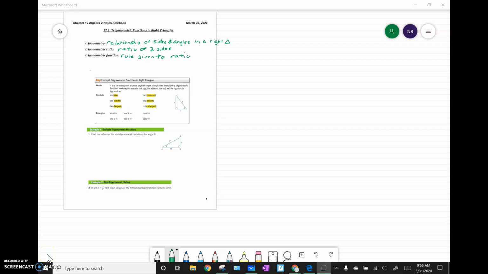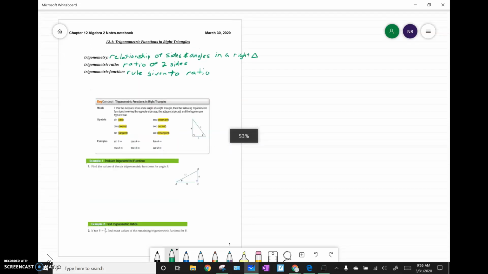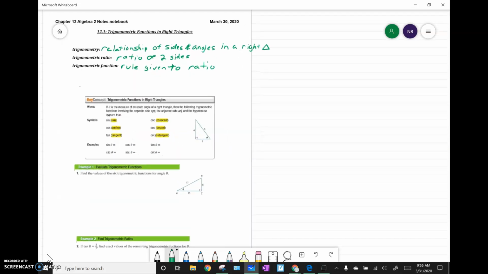All right, we're going to start off chapter 12 with using some trigonometry to find certain sides of our right triangles. Now, the sides that you look for are really going to depend on what angle we're looking at. So your opposite and your adjacent sides are going to depend on the angle.